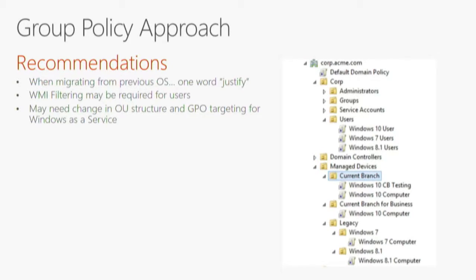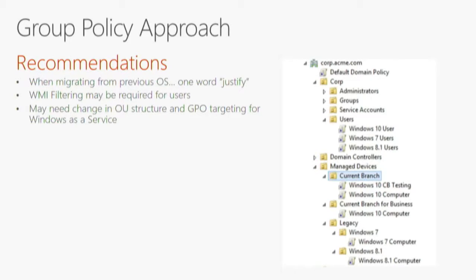We've actually been working with customers around changing their OU structure because a lot have had Windows 7 and Windows 8 OUs and Windows 10 OUs. Now we're changing that back and going, okay, right, we've got a current branch one and we've got a current branch for business and we've got legacy, because you might still have some of those old 7 machines out there. And the reason being is current branch for business gets the Windows 10 policy.